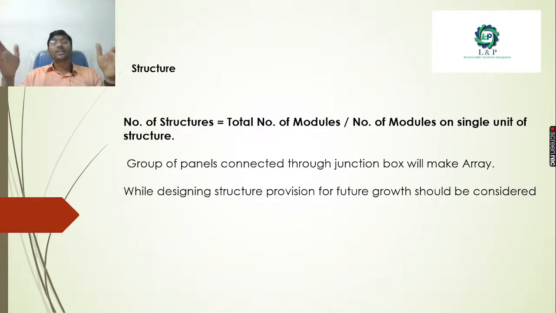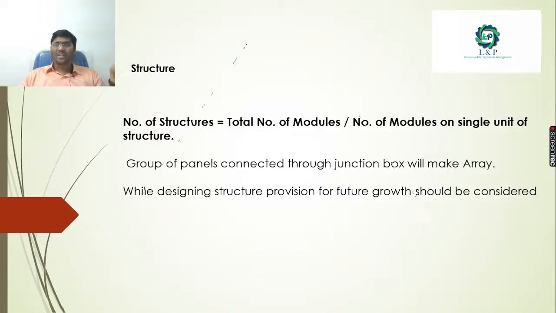Sometimes in certain places, a single structure can hold 4 modules. Then 100 divided by 4, so the number of structures required will be 25. So this is how you can make structure calculations.